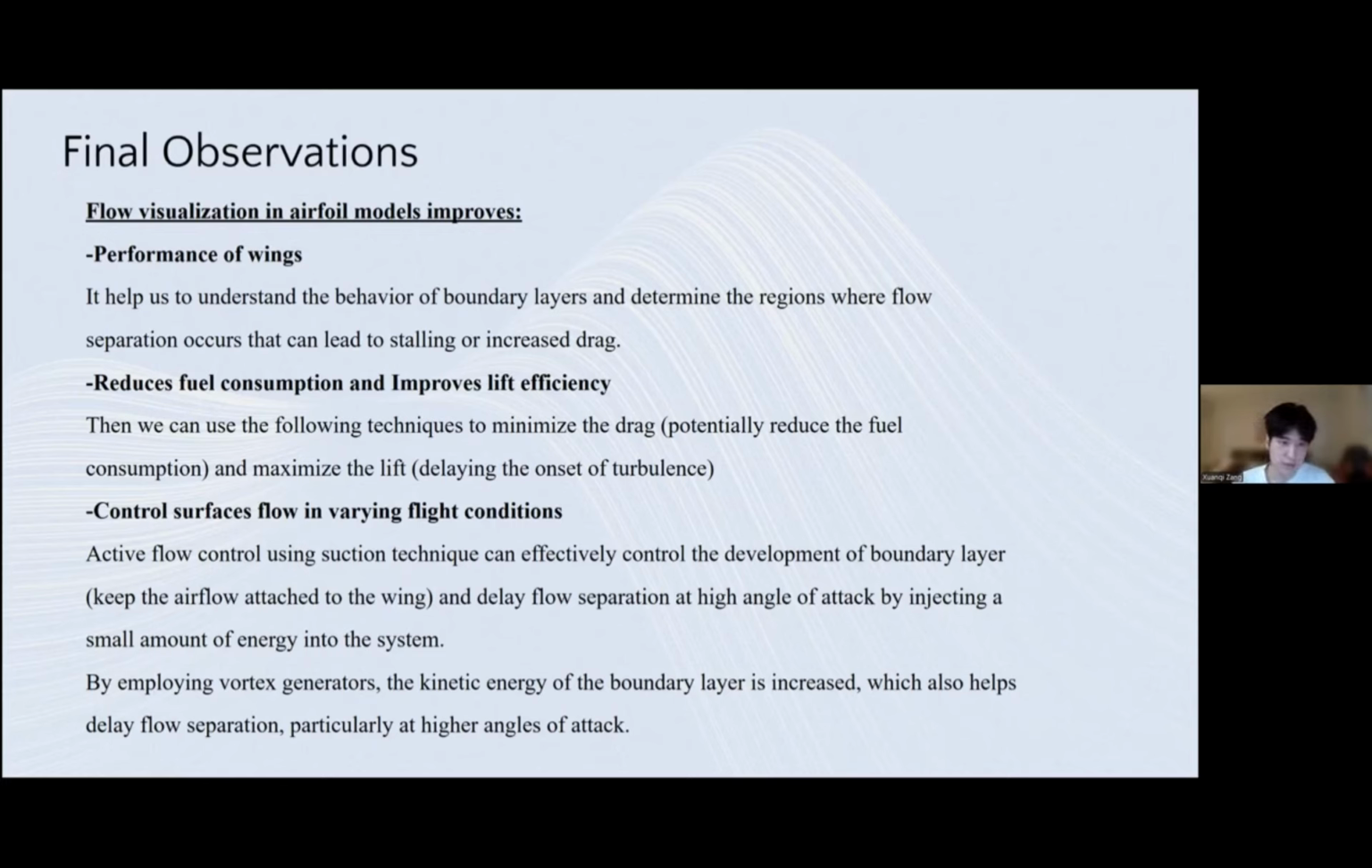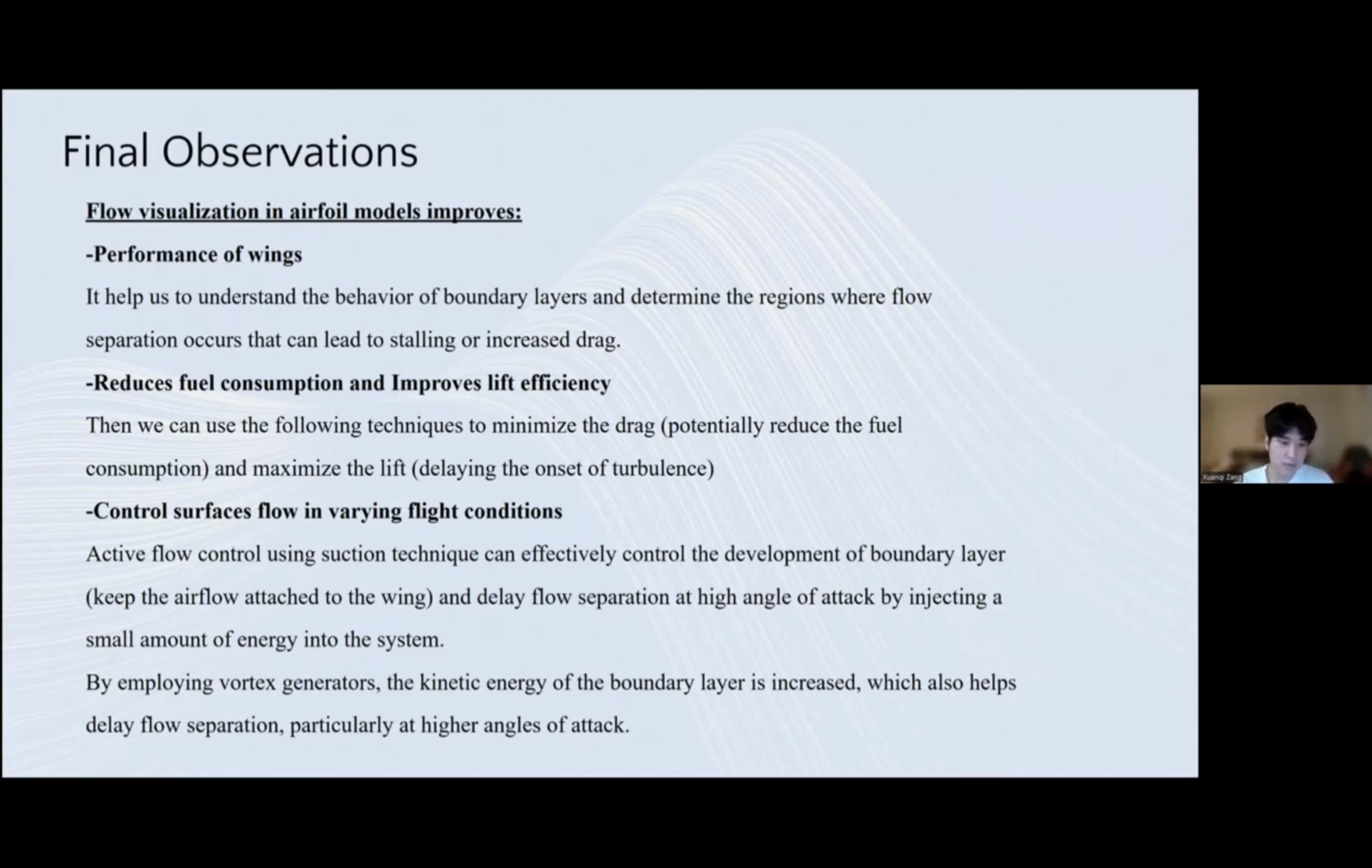The first approach is active flow control using the suction technique. It can effectively control the development of the boundary layer and also delay flow separation at a higher angle of attack. This is achieved by injecting a small amount of energy into the system.